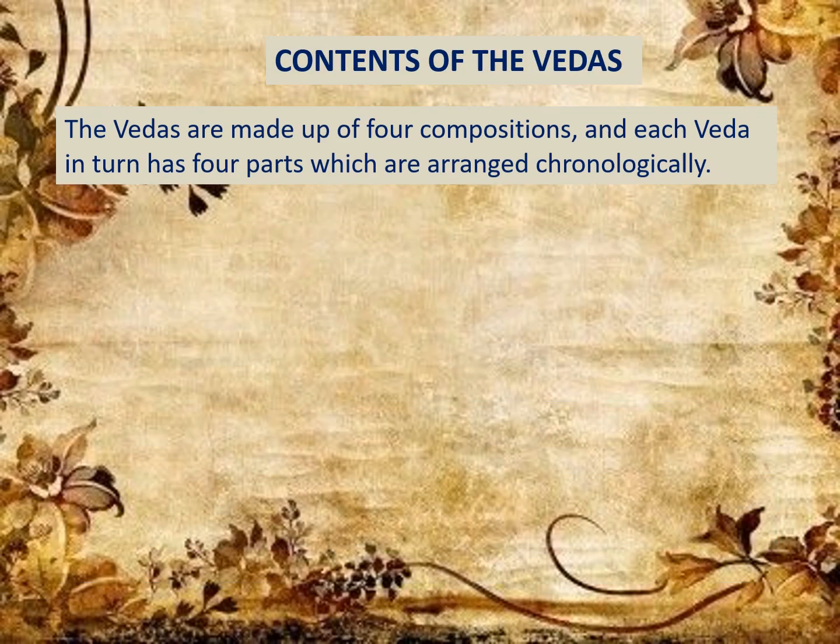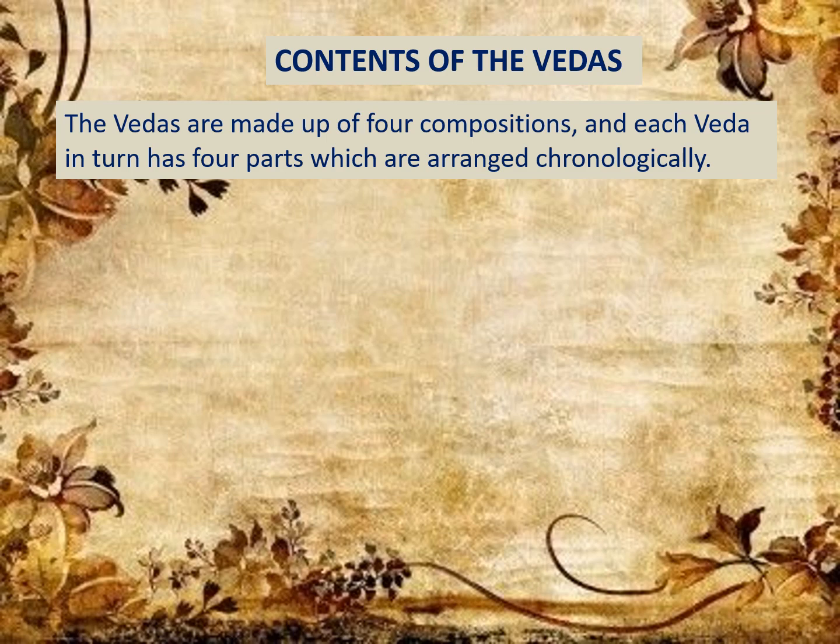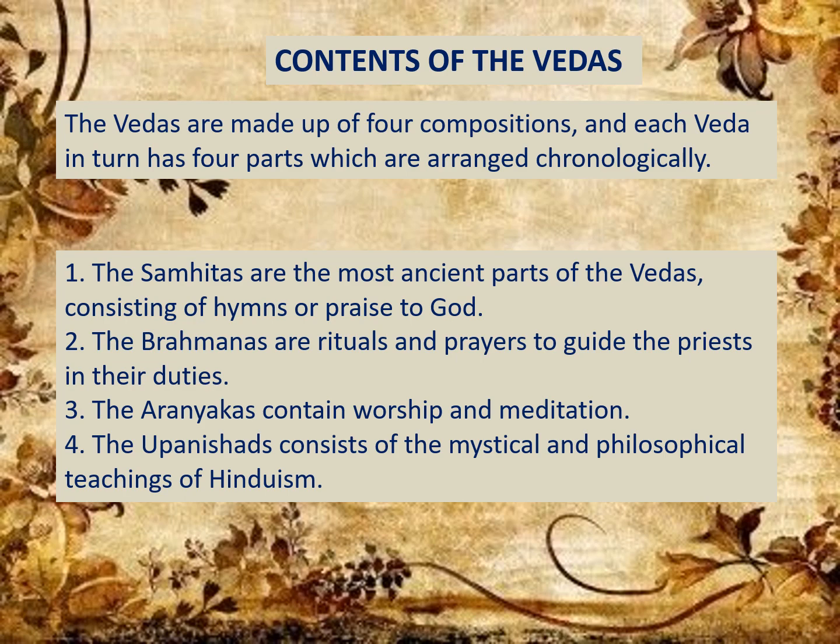Contents of the Vedas. The Vedas are made of 4 compositions, and each Veda in turn has 4 parts, which are arranged chronologically. Number 1. The Samhitas are the most ancient parts of the Vedas, consisting of hymns of praise to God. Number 2. The Brahmanas are rituals and prayers to guide the priests in their duties. Number 3. The Aranyakas contain worship and meditation. And then the last one, the Upanishads, consists of the mystical and philosophical teaching of Hinduism.